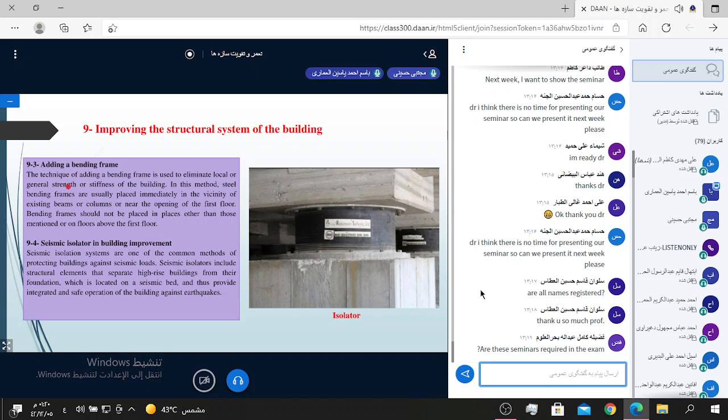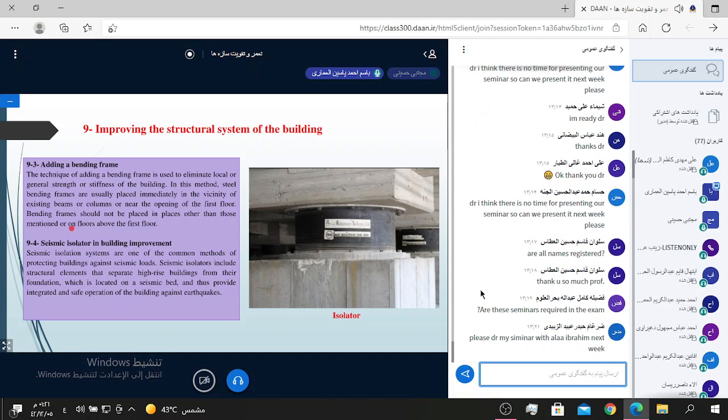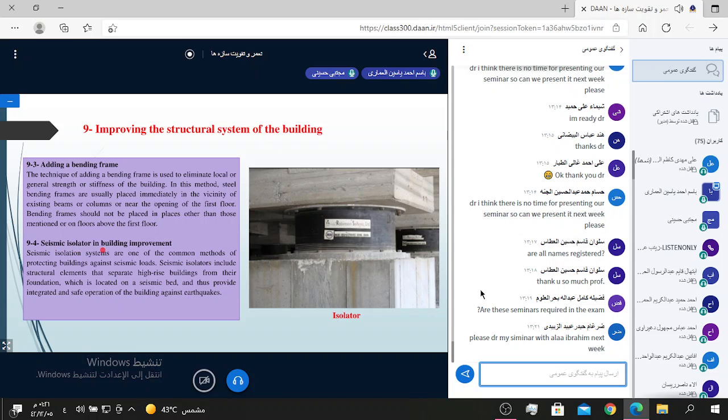Adding bending frame. The technique of adding a bending frame is used to improve local or general strength or stiffness of the building. In this method, steel bending frames are usually placed immediately in the divisions of the single beam of column or near the opening of the first floor. Bending frames should not be placed in places other than those mentioned or the floors above the first floor.